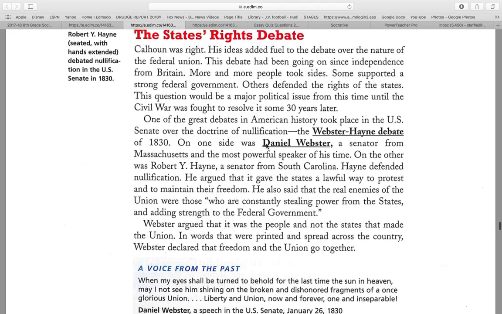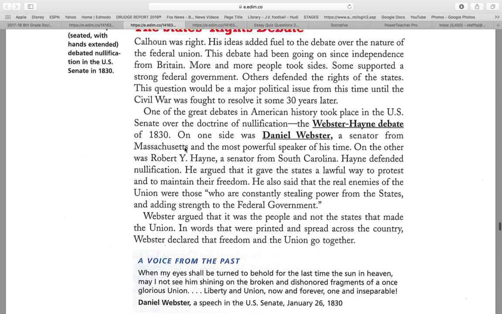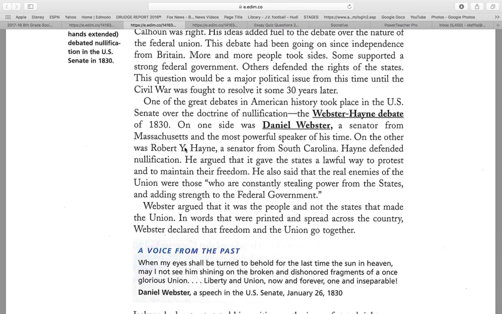One of the great debates in American history took place in the U.S. Senate over the doctrine of nullification, the Webster-Hayne debate in 1830. On one side was Daniel Webster, a senator from Massachusetts who was the most powerful speaker at the time. On the other was Robert Y. Hayne, a senator from South Carolina. Hayne defended nullification. He argued that it gave the states a lawful way to protest and maintain their freedom. He also said that the real enemies of the Union were those who were constantly stealing power from the states and adding it to the federal government.